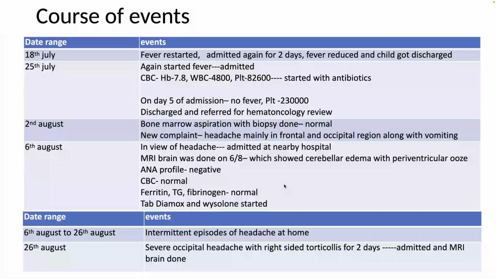From 6th August to 26th August, the child was at home only. He was having intermittent episodes of headache, mainly in the occipital region. On the 26th August, the child had a severe occipital headache along with right-sided torticollis for 2 days. So he was admitted at Rainbow Hospital and an MRI brain was done again.